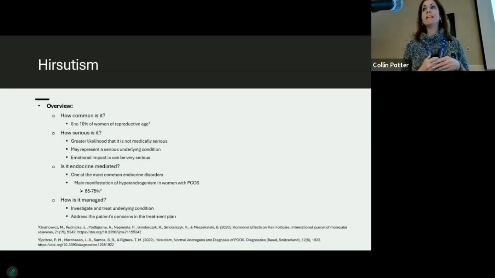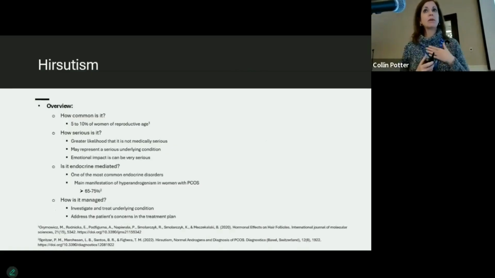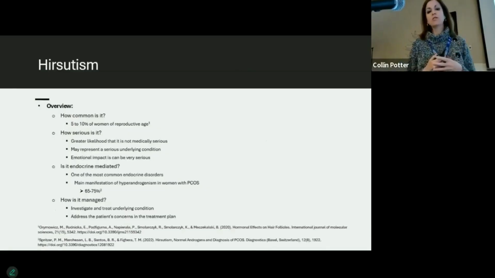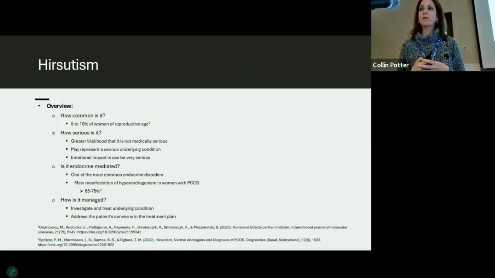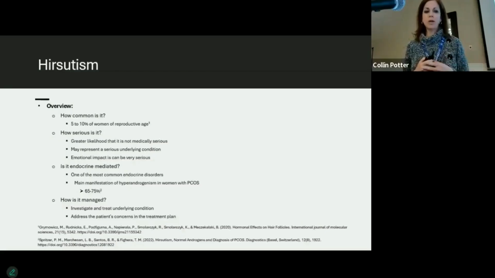Okay, so how common is it? It is very, very common. So 5 to 10% of women of reproductive age. So that is a large part of the population that you'll be seeing. And is it serious enough to discuss? Thankfully, from a medical standpoint, generally it is not as medically serious as some other things that we see. Although we have to be attuned to the fact that it could represent something that is very serious, some underlying medical condition that we do have to address. And then the other thing, like I said, though, the emotional impact can be very serious for the patients.